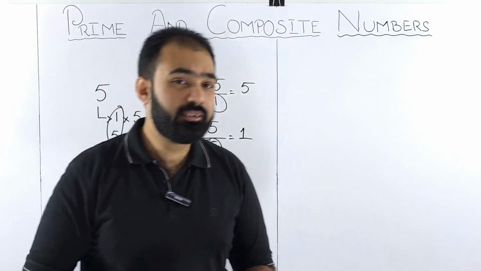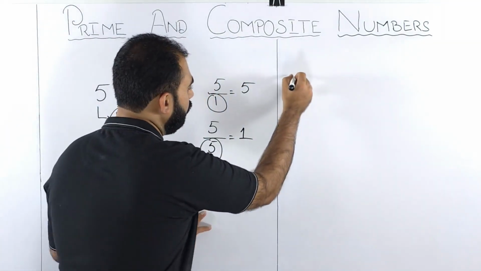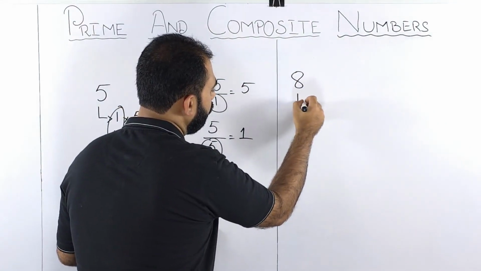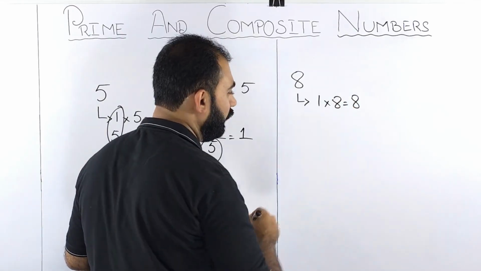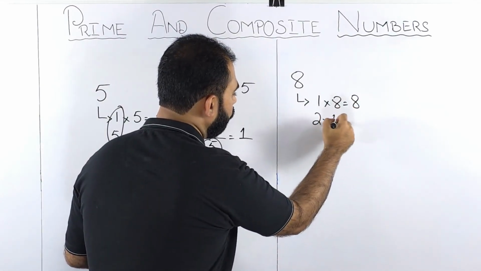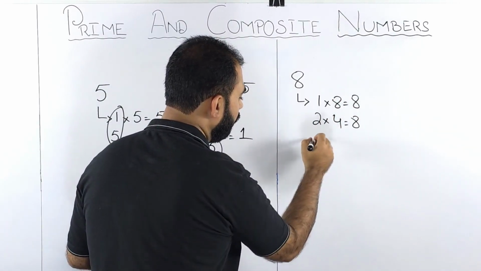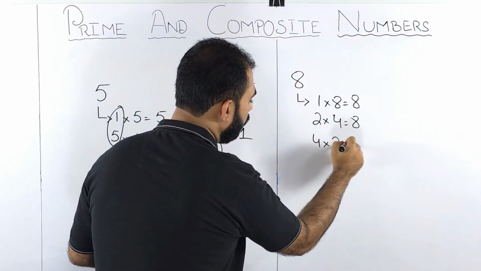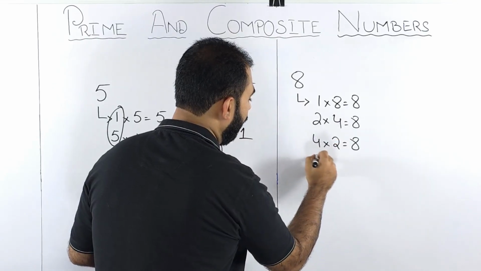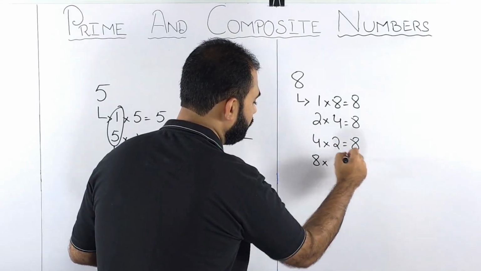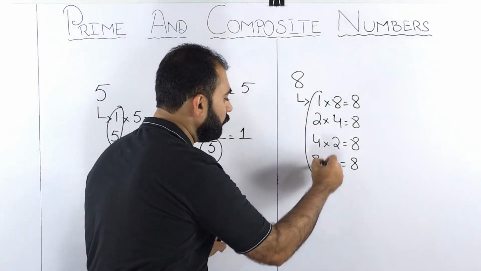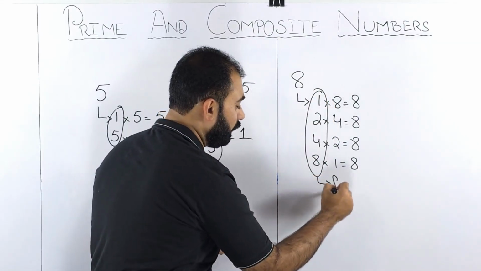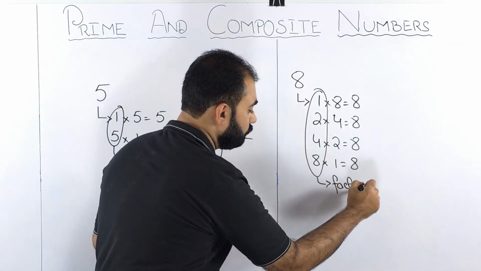Now let's take another example of number 8. 1 into 8 gives us 8. 2 into 4 gives us 8. 4 into 2 gives us 8 and 8 into 1 gives us 8, which means 1, 2, 4 and 8, these four numbers are factors of 8.